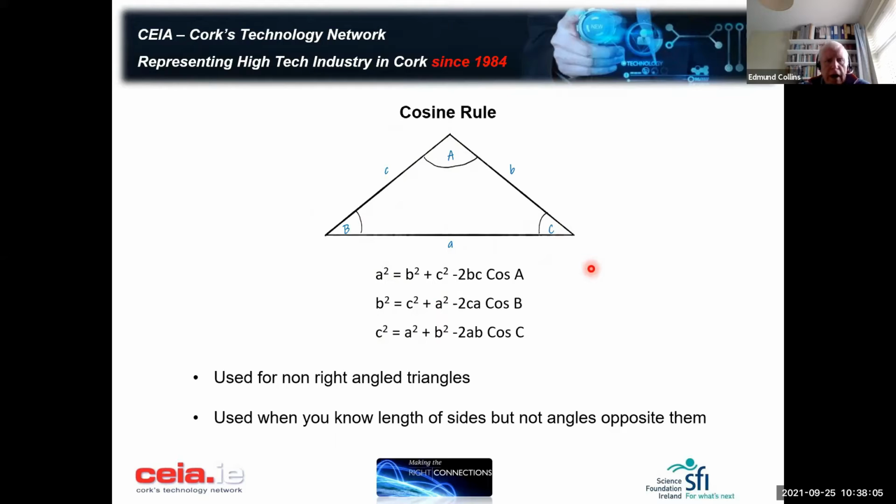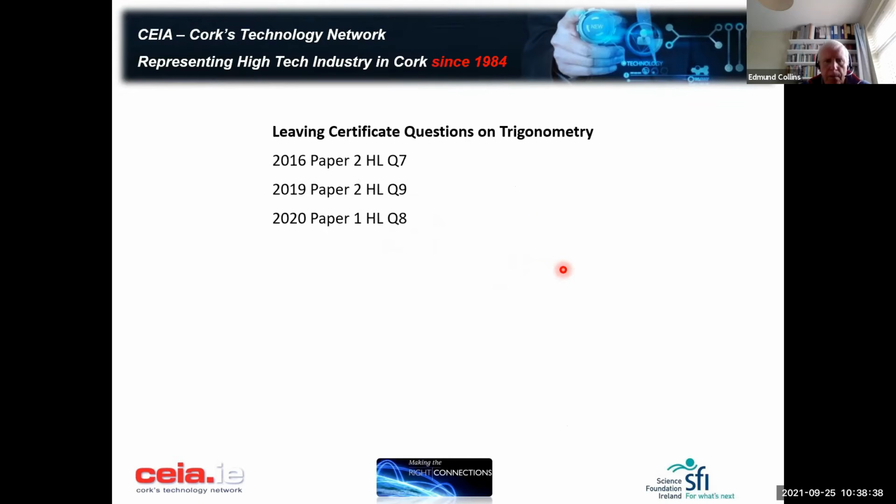It's used again for non-right angle triangles, and used when you know the lengths of the sides but not the angles opposite them. So if you're given some lengths, you can use that to work out the cosine of A, and in turn work out what the angle A is, and likewise move along and work out B and C if needs be.